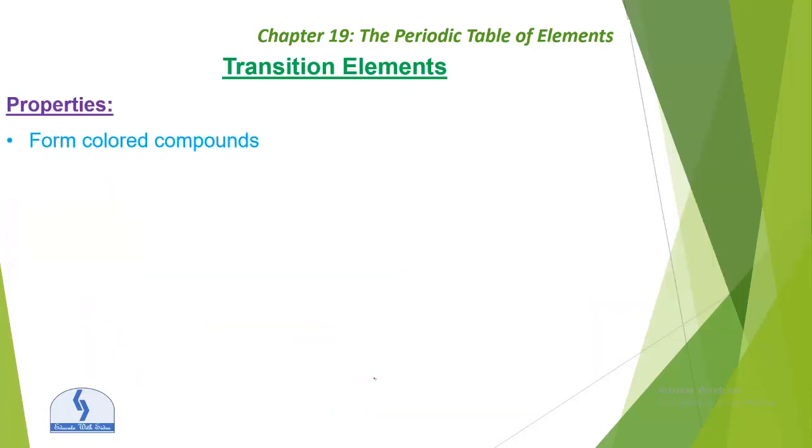And they form colored compounds, right? Because they have variation in the oxidation state, right? So aqueous iron 3 chloride is yellow in color, while iron 2 chloride solution is green in color, right? So they form colored compounds as well. Colors can vary according to their oxidation state, right? So the compounds of transition metals, because of their color, are used in dyes, pigments, paints, and stained glass to produce different colors, right?